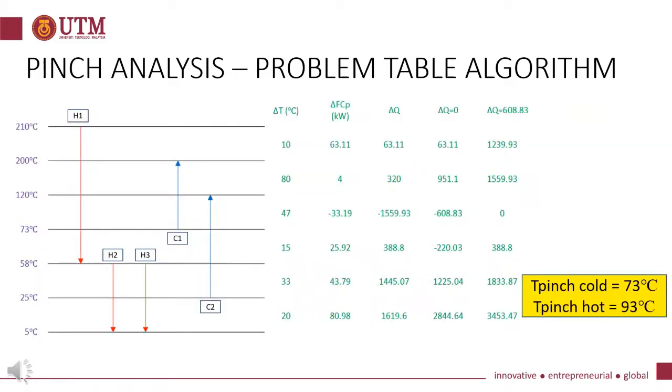Based on the Ts adjusted and Tt adjusted, we arrange all the temperatures from highest to the lowest, which is 210 degrees Celsius to 5 degrees Celsius. And then we match the streams H1, H2, H3, C1 and C2. Then we calculate the delta T and delta FCP so that we could obtain delta Q. Then we start with delta Q equal to 0 to obtain the most negative value, which is negative 608.83. From there, we obtain the T pinch cold and T pinch hot, which are at 73 degrees Celsius and 93 degrees Celsius respectively.